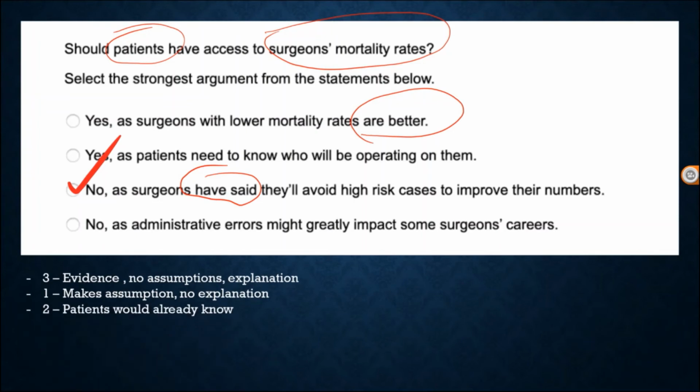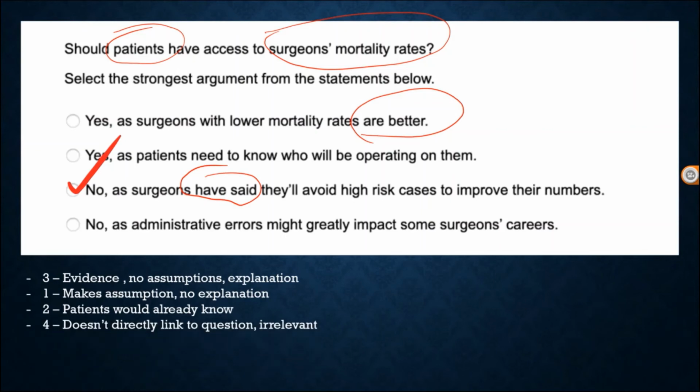Now the second one, as patients would already know. So it says, as patients need to know who will be operating on them. So if someone's operating on you, you would know who the doctor is. So you do not need to know who they are because you would already know. So you can rule this one out as well.